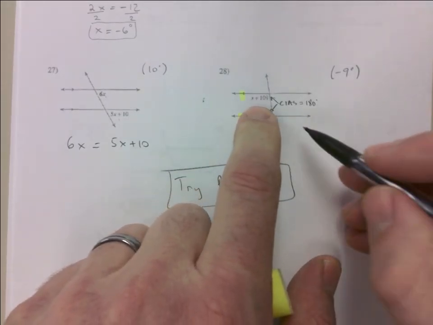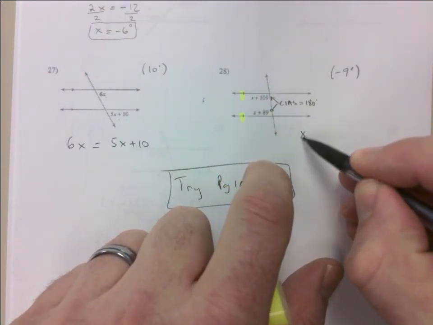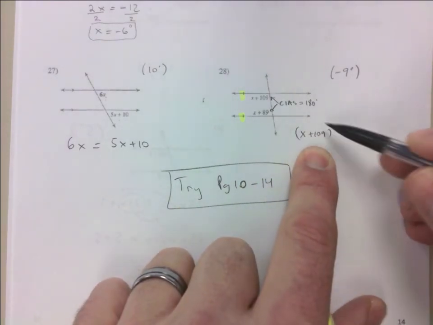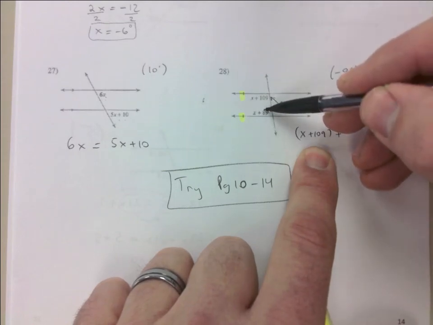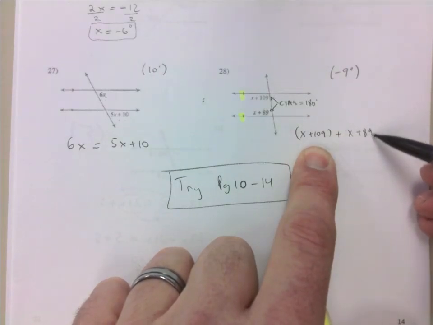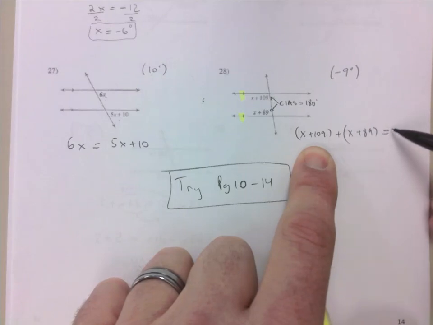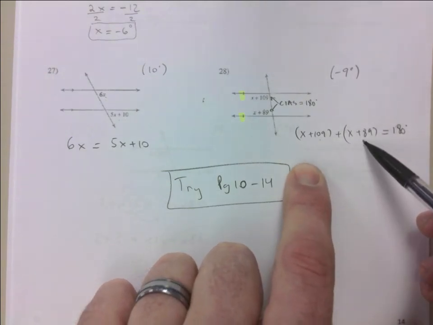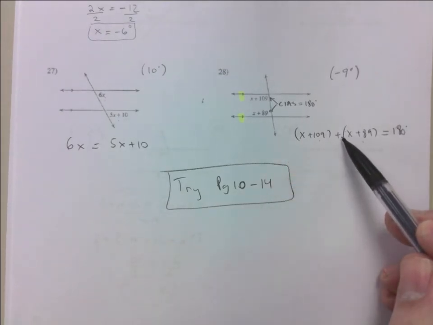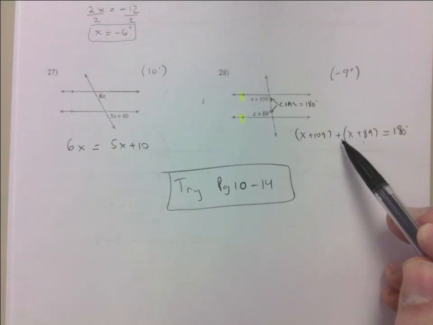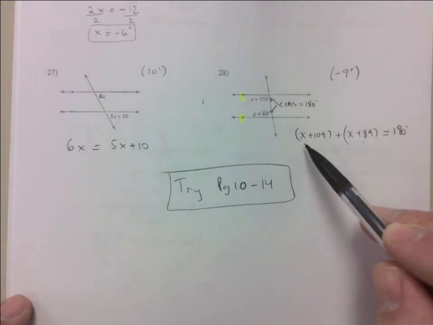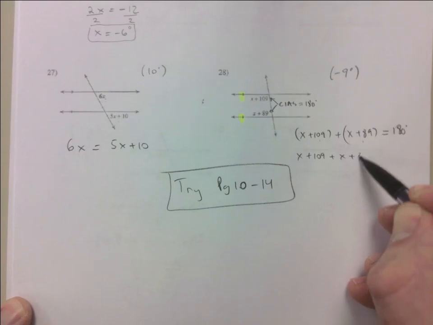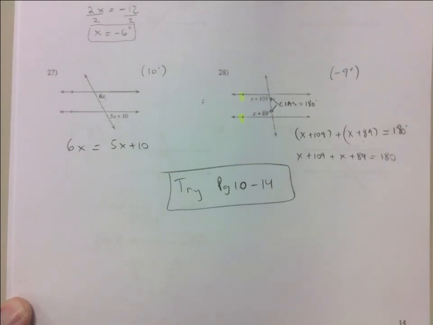So what I will do is I will take this angle. So I will go x plus 109. And I like to think of it as this is an angle in brackets, plus this other angle, x plus 89, is equal to 180. Right? Those two angles combined add up to 180 degrees. Since there is no negative in front of any of the brackets or no other number other than 1, I can get rid of the brackets now. I can just go x plus 109 plus x plus 89 is equal to 180.